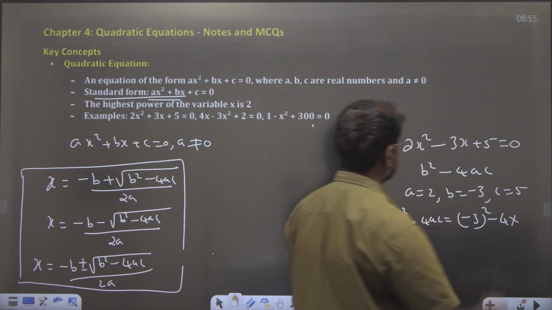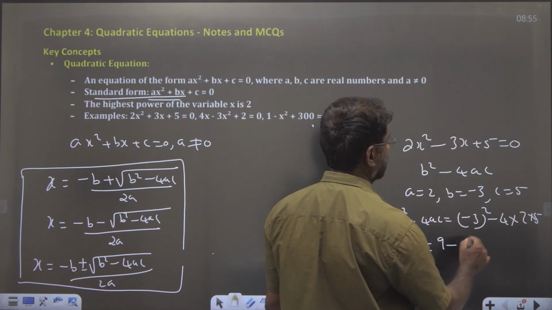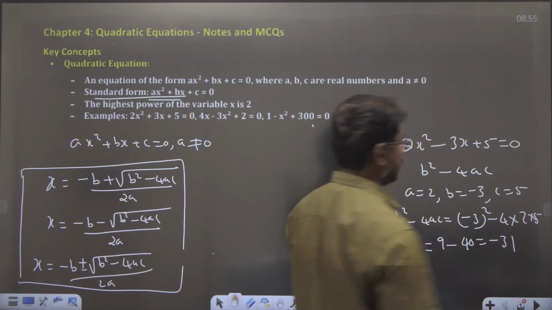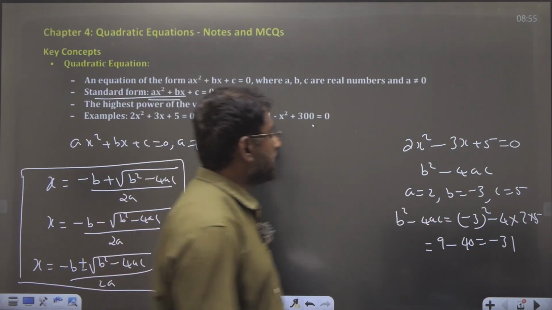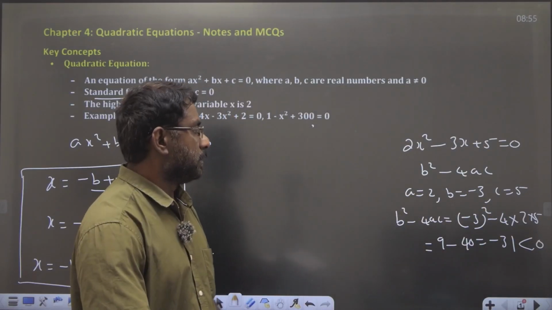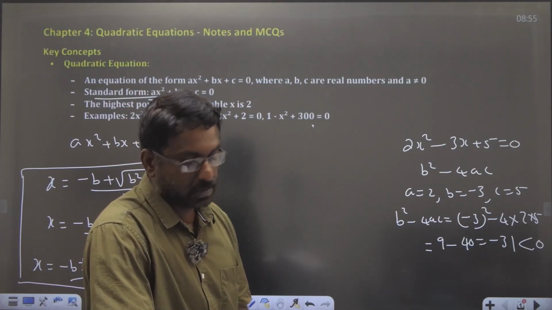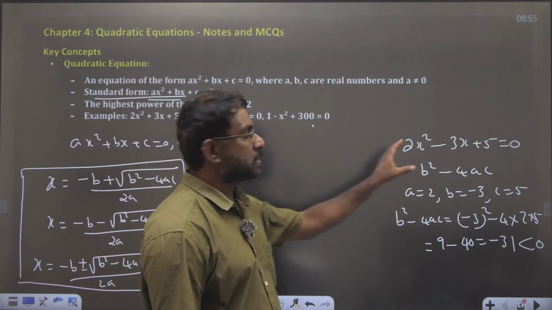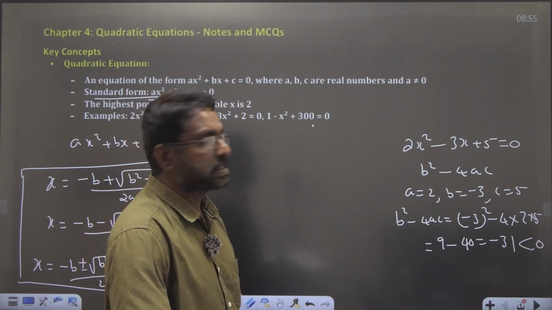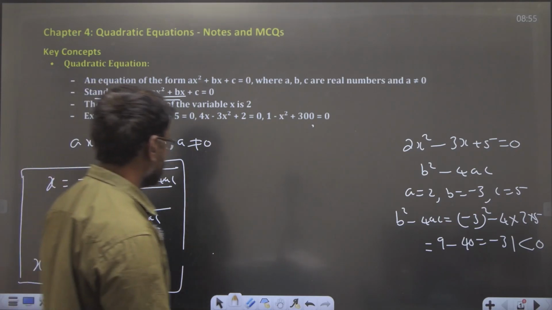minus 4 into 2 into 5. That is 9 minus 40, that is minus 31. Clearly this is less than 0. That means what is the nature of the root? There exists no real root. The quadratic equation has no real root. That is the answer.